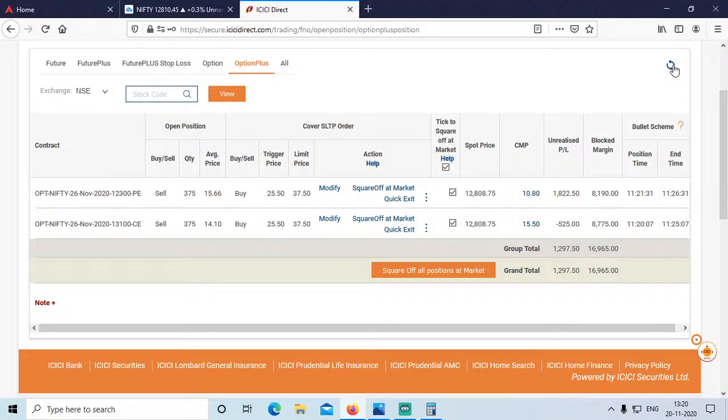What is the other brokerage company that you told? Angel Broking, right?